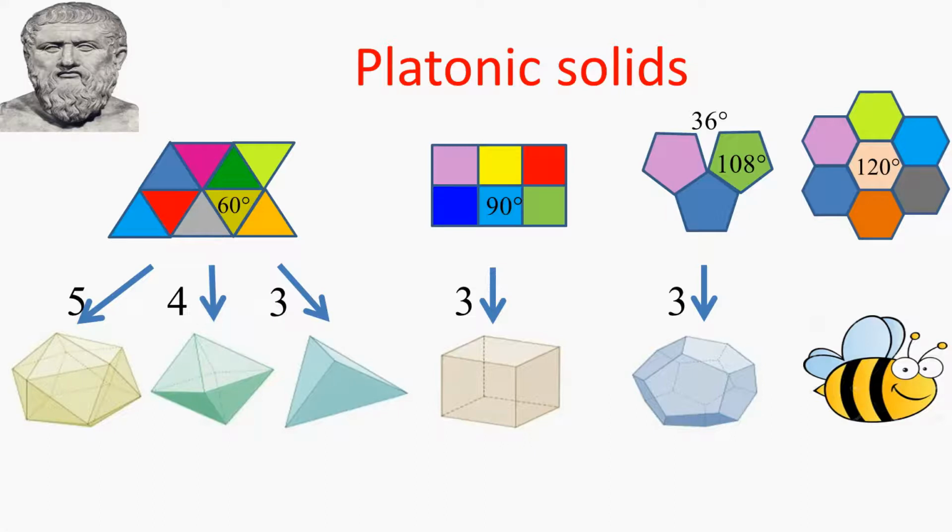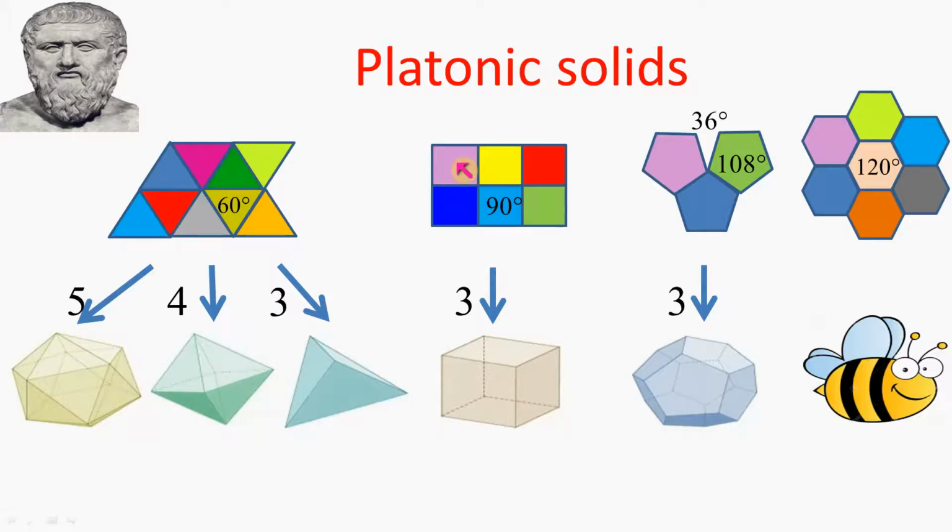The names are easy to remember if you speak Greek. Hedron means face in Greek, and the first part of the name is just a number in Greek, telling us how many faces a solid has. So for example, tetra is 4, octa is 8. So for triangles, we have only 3 options.